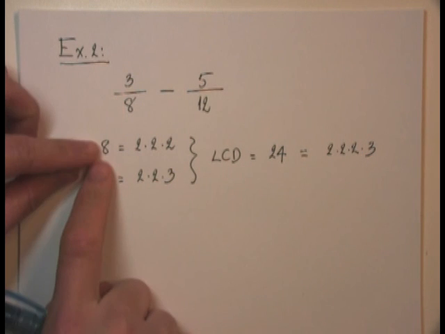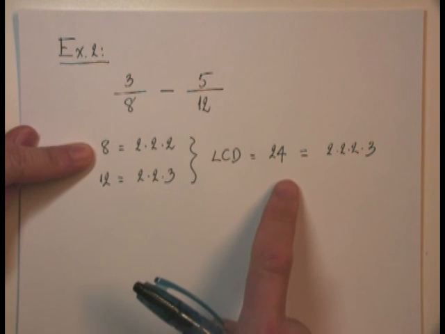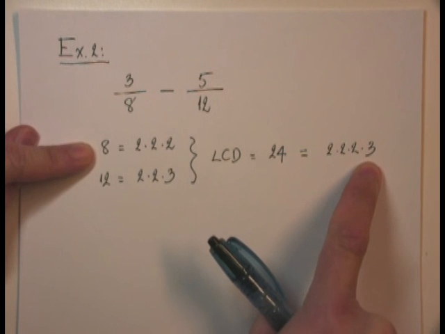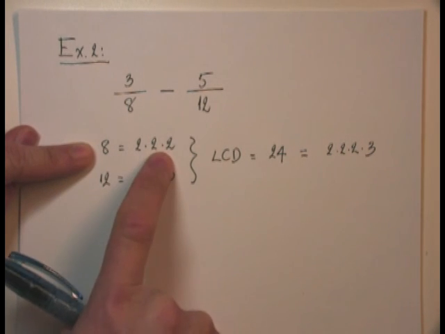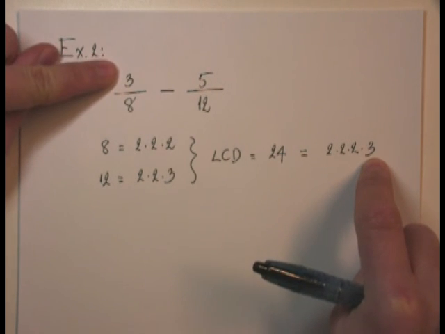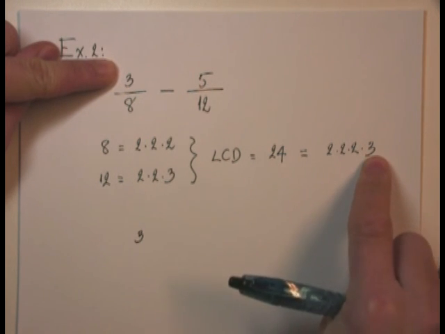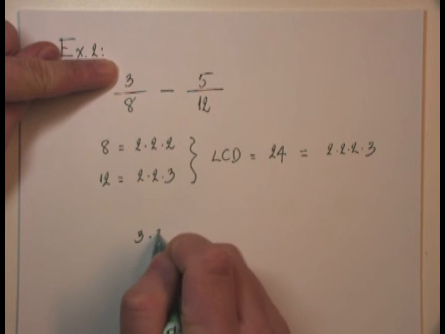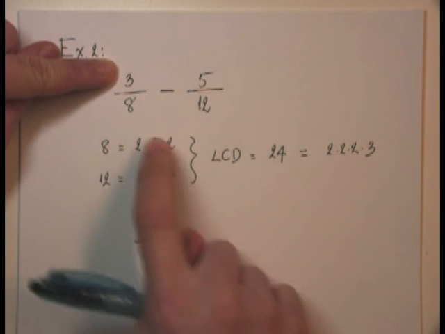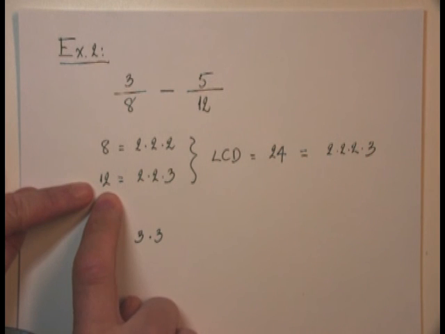Look back into the first denominator. The prime factors are 2, 2, and 2. If you compare that to the LCD, I find that the prime factor 3 is not one of the prime factors of 8. So I need to multiply that 3 to the numerator that came with 8. The numerator is 3, and I need to multiply it by the extra 3 in the LCD, so 3 times 3. Is the 3 from the LCD the only factor that's not part of 8? Yes, it is. So now I'm going to turn my focus over to the next denominator.